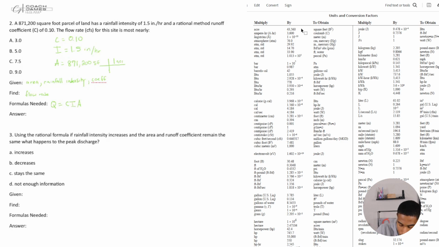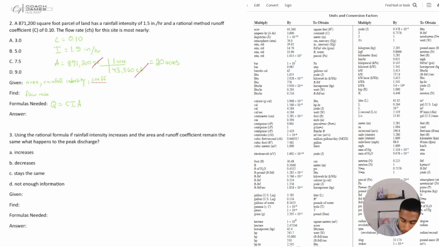So 1 acre is equal to 43,560 square feet. You don't have to memorize this stuff. The handbook gives it to us. Okay, so my units will cancel, and for my A, I get 20 acres.